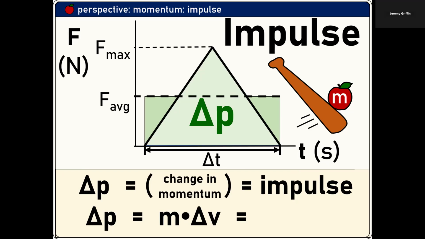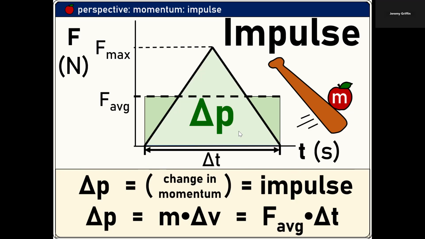It says it could be m delta v. So mass times change in velocity. This is assuming the mass doesn't change, which is usually the case, unlike an assembly line of whatever. And an average force times time. And that matches this graph right here. Hey, look, it is a force versus time graph.